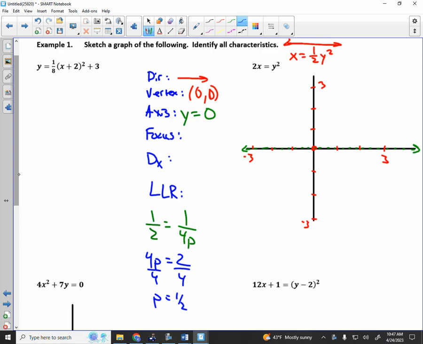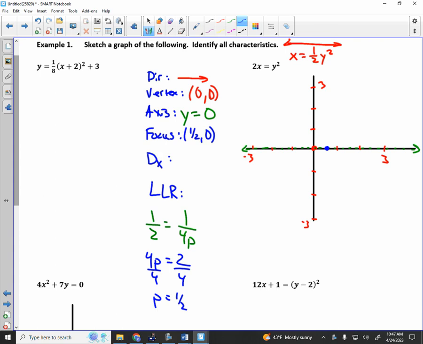I move 1/2 of a unit in the direction of opening, and that's my focus. Notice how I haven't looked at all my notes on the front side. I just plot it, and then I name it. What is that location? 1/2, 0. Yeah.